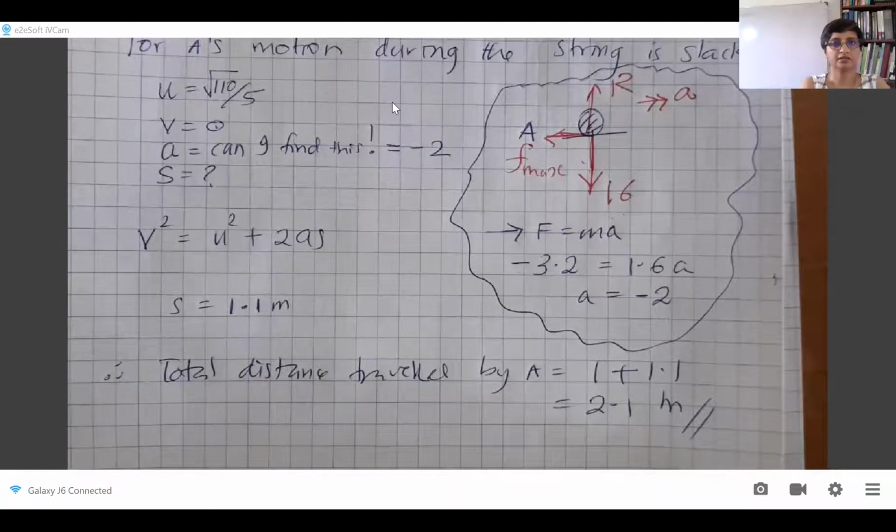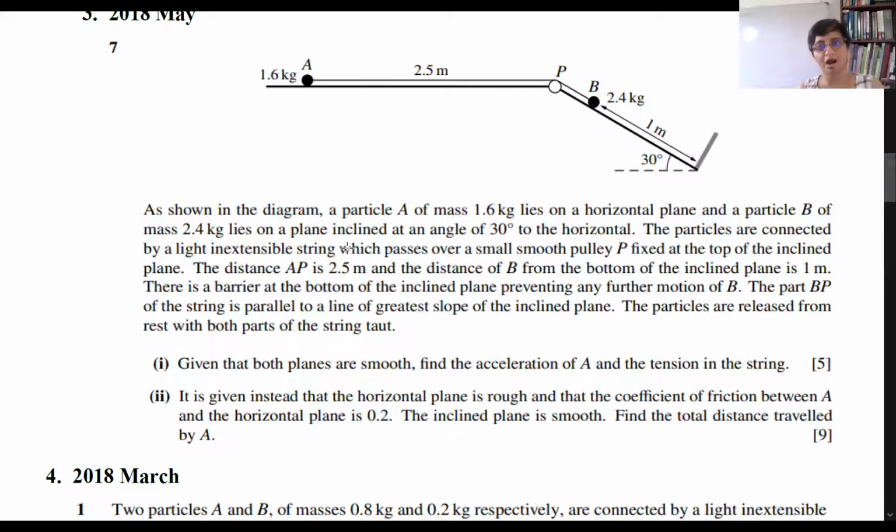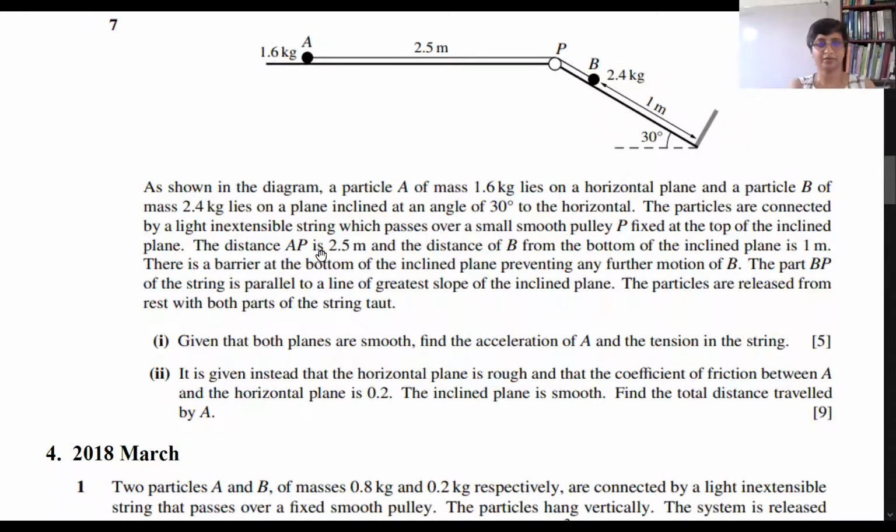Let's go back to the worksheet. That was 9 marks. Do you see that it is worth some marks? Because we had to analyze what's going to happen here. The particle A was undergoing 2 types of accelerations: first part when the string was taut, and the second part when the string was slack. So it was a lot of analysis, and you have to have clarity in mind to tackle this, right? I hope you understood that.